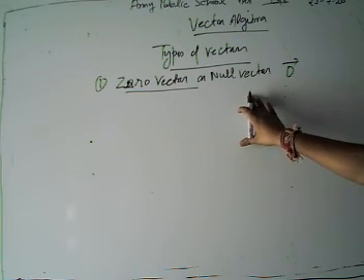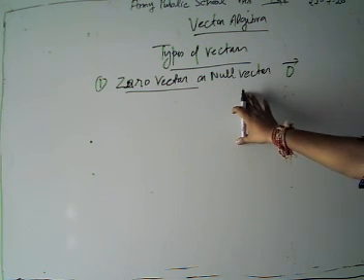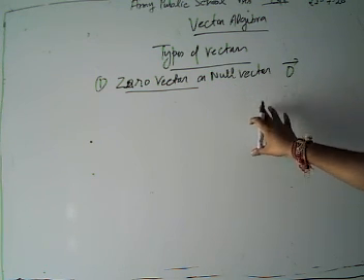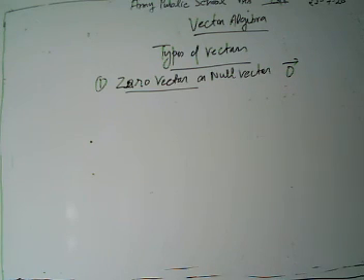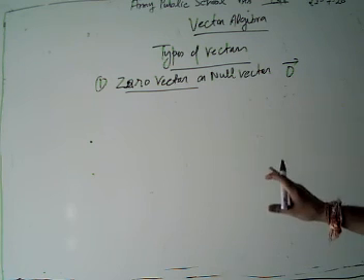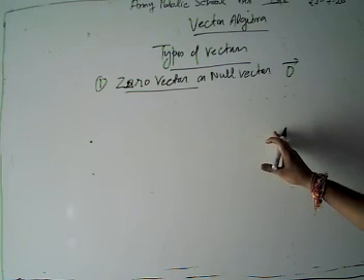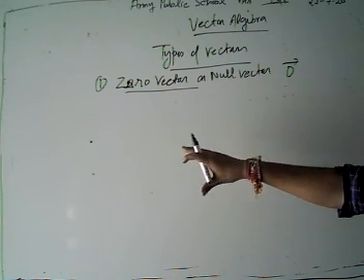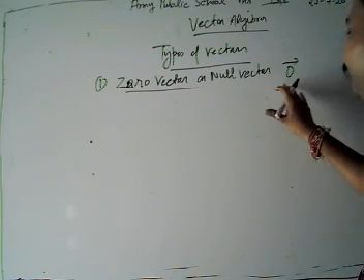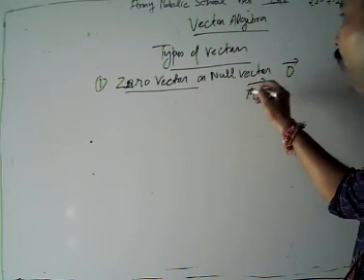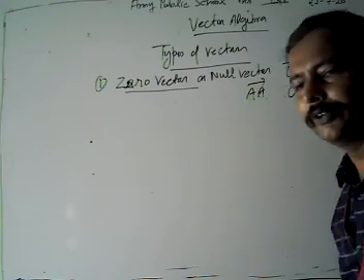Then, since it's a vector, obviously it should have a direction, but what about its direction? The direction is indeterminate, or alternatively it may be regarded as having any direction. We can denote the zero vector by this symbol, or by AA, or OO, whatever you want to denote this zero vector.